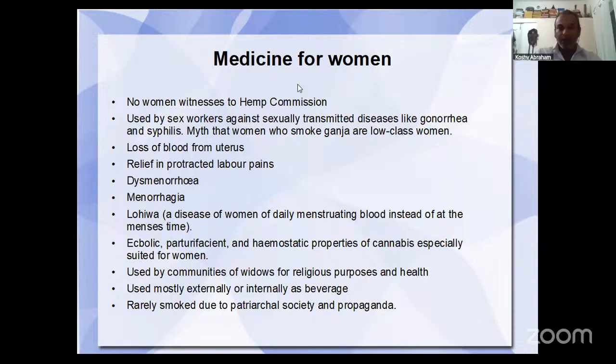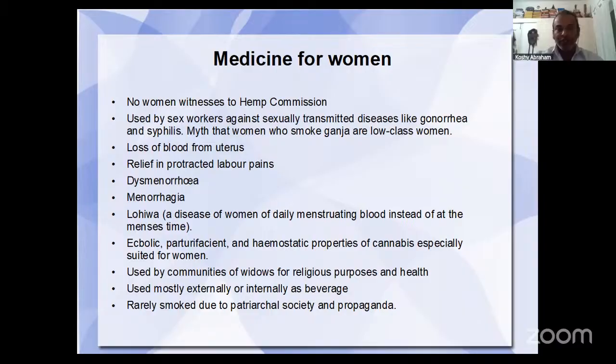For women, cannabis had additional benefits. The benefits that men got from cannabis were also there for women, such as appetite improvement, digestion, sleep, pain management. But in addition to this, there were also many specific conditions for women for which cannabis was found to be effective. One of the main uses was by sex workers across India, who used it to treat communicable sexually transmitted diseases like gonorrhea and syphilis.